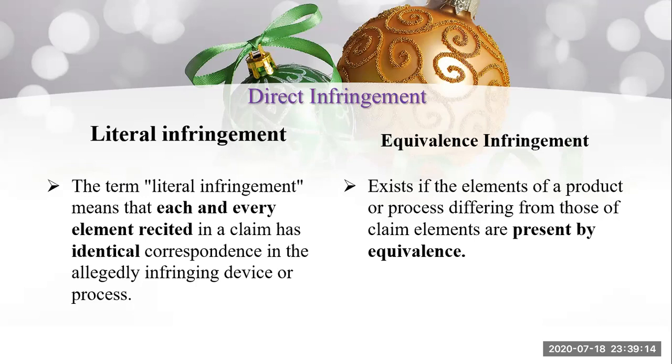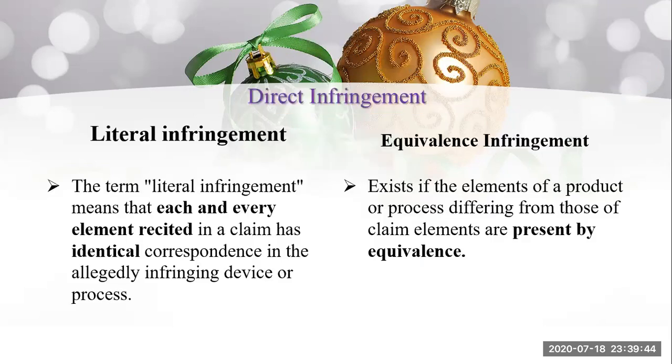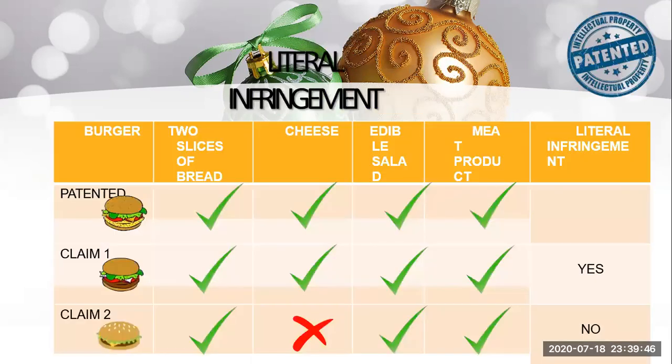Then it will be called equivalence, not literal. Literal means each and every part will be copied, and equivalence will be equivalent to that, but not each and every part. So we can go for an example for better understanding. Direct infringement, what is that? That is a patented product, and here are three things: 2 slices of bread, cheese slice, edible salad, and meat product. So when do we say that it will be literal, and when do we say that it will be equivalence infringement? Okay.